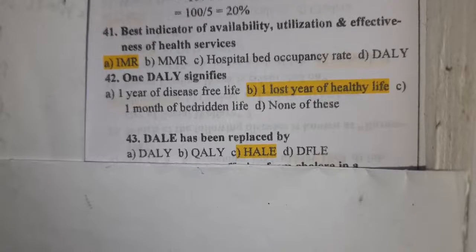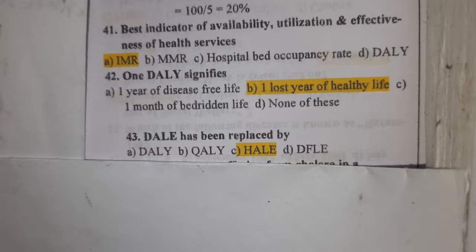Disability adjusted life years nowadays is replaced by health adjusted life years. That is, number of years in full health a newborn is expected to live based on current rates of ill health and mortality is health adjusted life years.